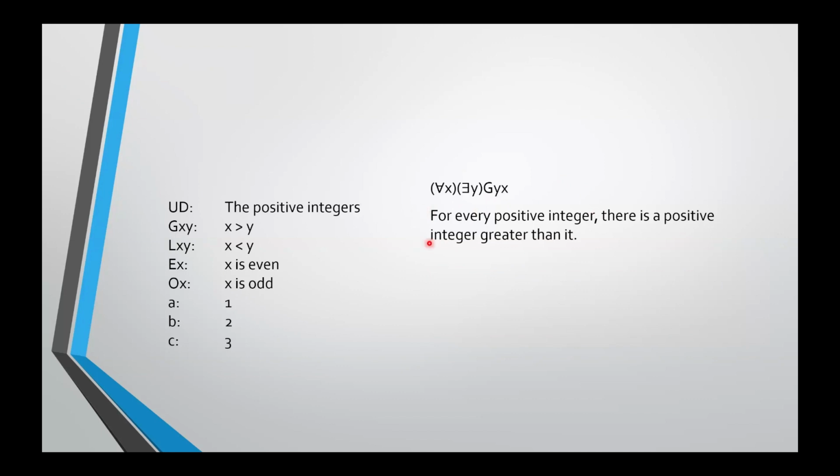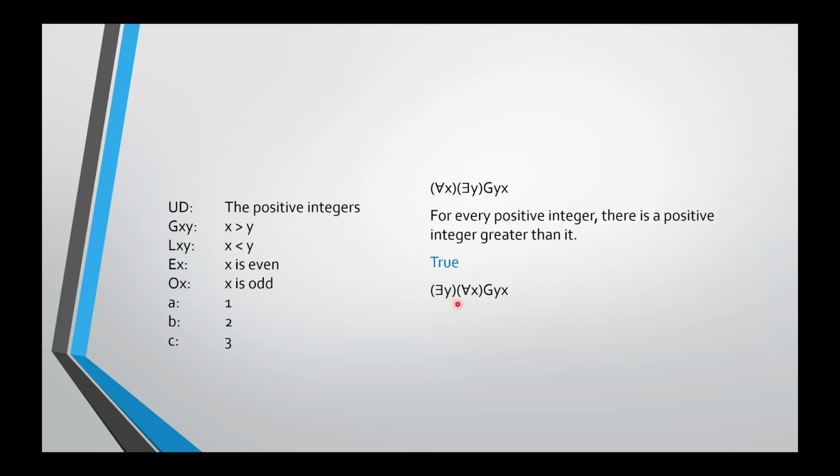Or here's a more idiomatic reading of it then. For every positive integer, there's some positive integer that is greater than it. And that's true. They go on forever. Now look at this one. This is the same sentence, except all we've done here is we just switched the quantifiers around. So now the existential is in front, and then the universal is embedded in here.